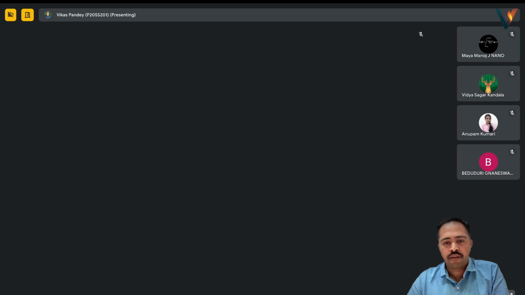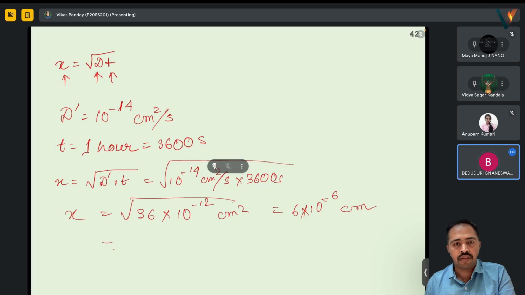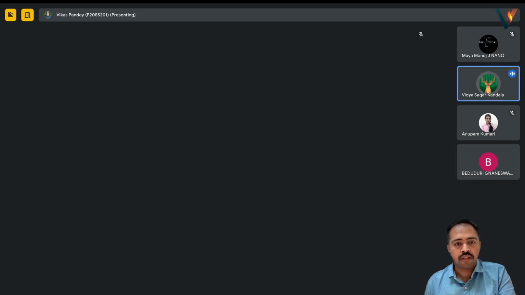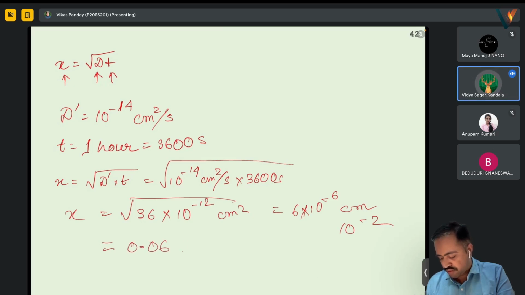Okay. So this one gives us how much, if it is in centimeter, so in terms of nanometer, how much will it be? 0.6 nanometer, is it? So they asked in micrometers, sir. Okay. So the answer is 6 into 10 to the power minus 6 centimeter, and micrometer, right? Centimeter itself is 10 to the power minus 2, right? Yeah. So we can say 0.06 micrometer.